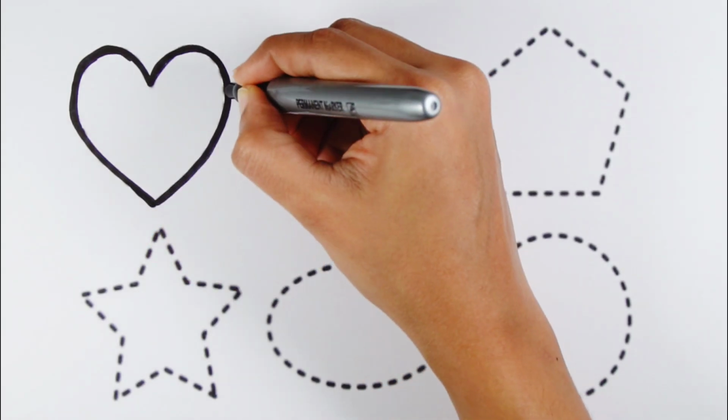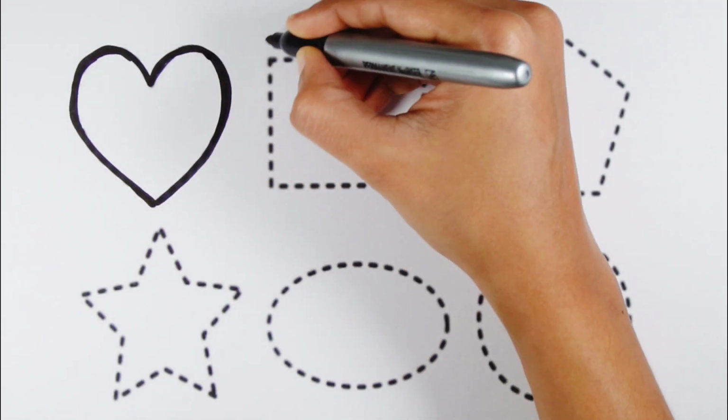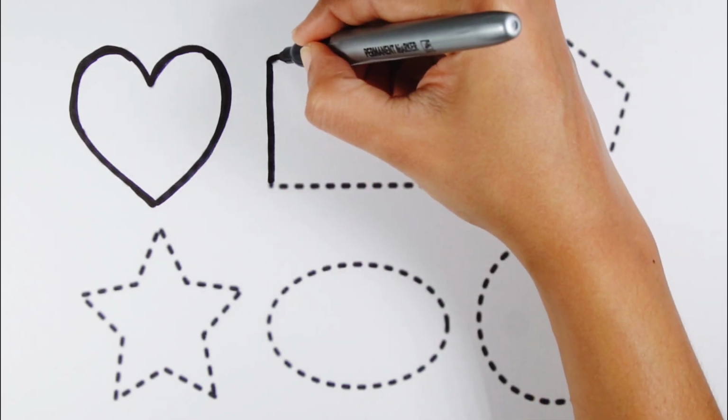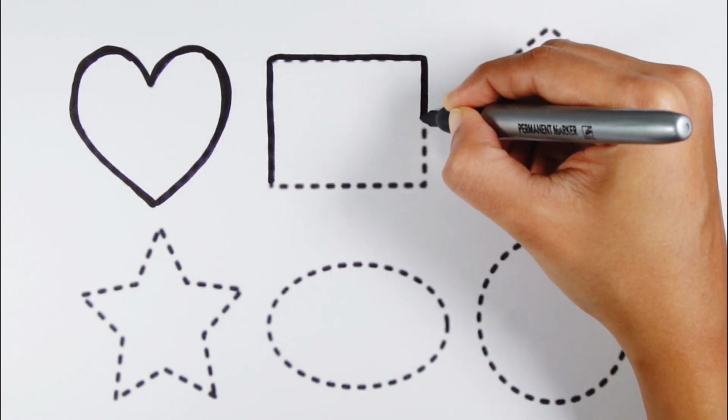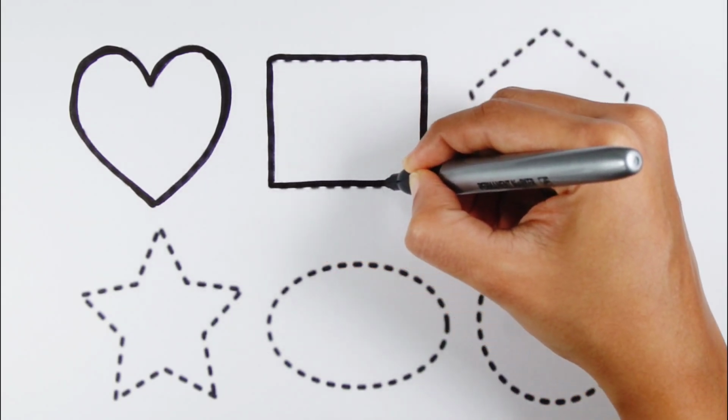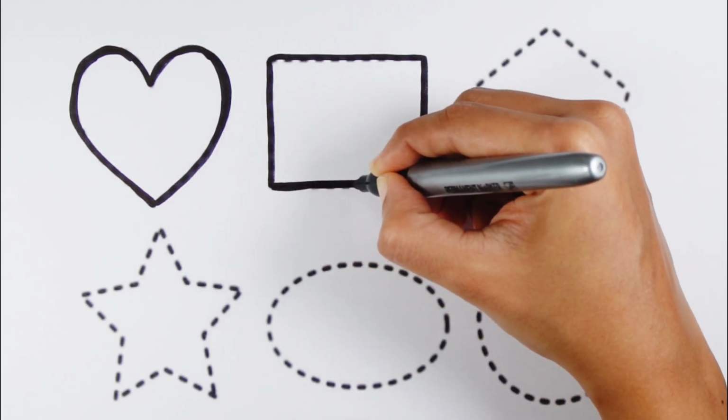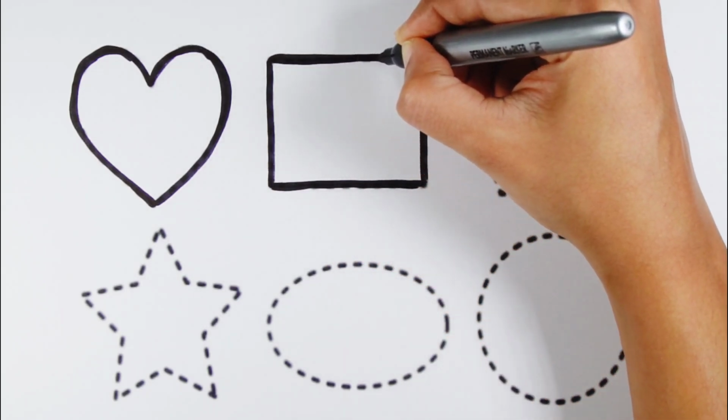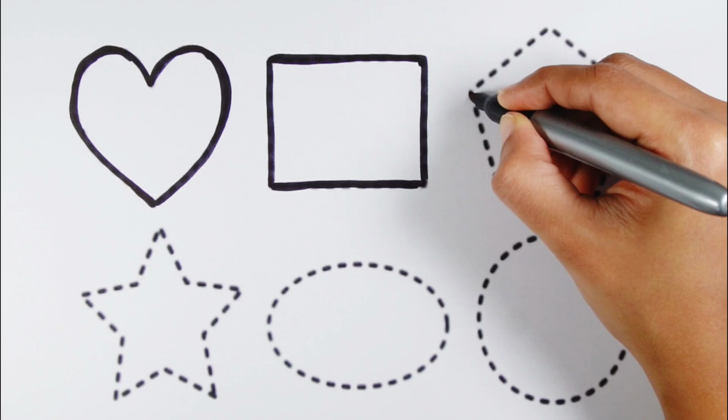Heart. The monkey chased the weasel. The monkey thought it was all in good fun. Pop goes the weasel. A penny for a spool of thread, a tuppence for a needle. That's the way the money goes. Rectangle. Pop goes the weasel.